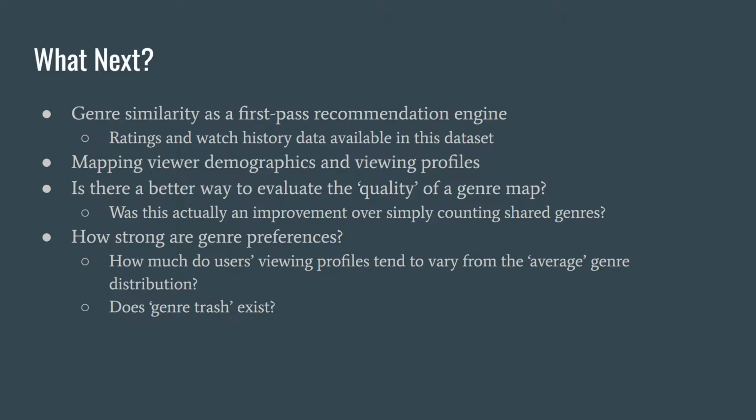So now that we've done this, what other things can we do with this data? Well, we have a first pass recommendation engine based on genre similarity, and we have the opportunity to integrate it with ratings and watch history. We can also take a look at viewer demographics and viewing profiles to create edges based on what shows have been watched together. We can try to investigate whether there is a better way to evaluate the quality of a genre map and determine, for example, whether this was actually an improvement over the initial estimate of just counting shared genres. And finally, we can take a look at how strong genre preferences are by seeing how much users' viewing profiles tend to vary from the average genre distribution, and investigate the existence of phenomena like genre trash.